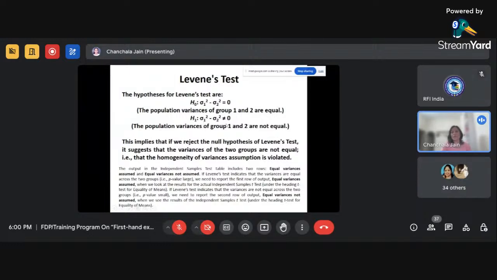That is, population variances of two groups are not equal. So I hope you have noted it down. This is very important to note down, because once we go to the SPSS, I'll ask you what the hypothesis was and what decision we are making.